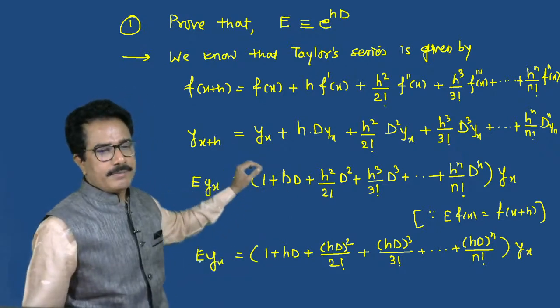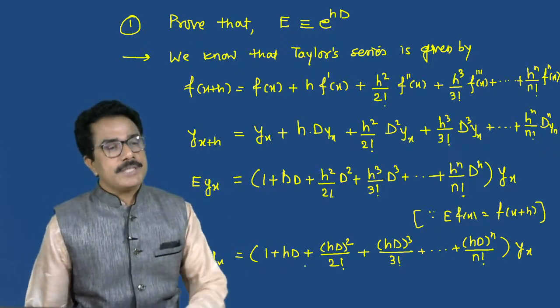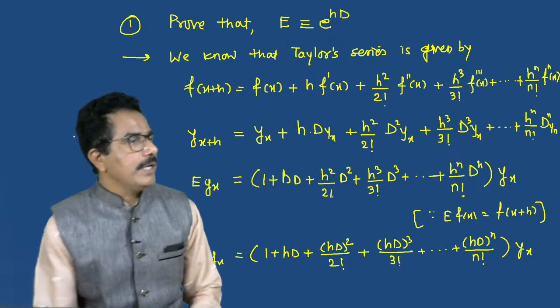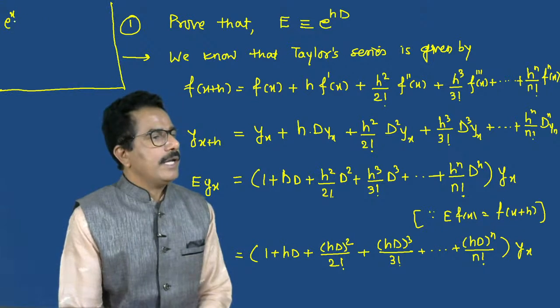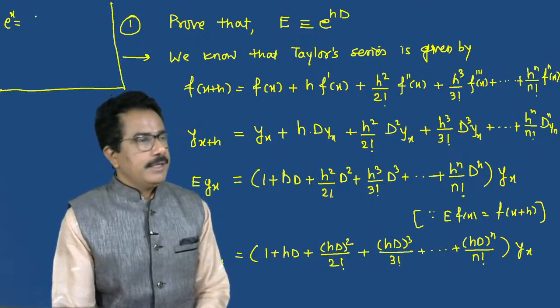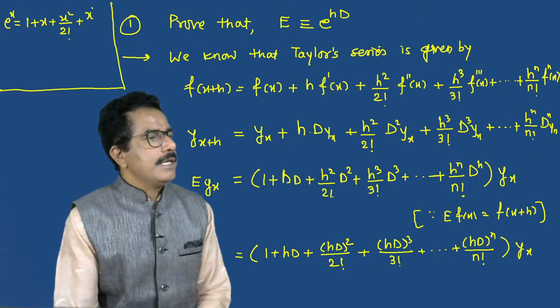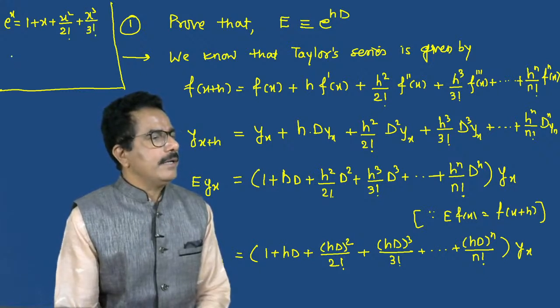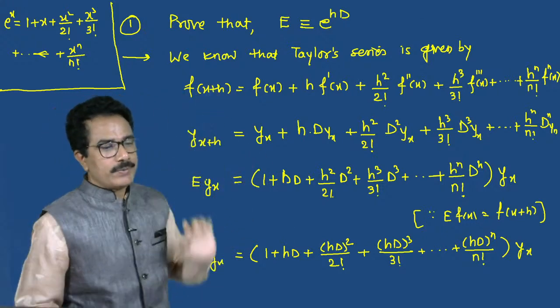Is that clear, students? Now this is a formula; you know the expansion formula for e raised to x. What is the expansion formula for e raised to x? Can you tell me? We can write e raised to x as 1 plus x plus x square divided by 2 factorial plus x cube divided by 3 factorial plus dot dot dot plus x raised to n divided by n factorial. This is the expansion series of e raised to x.